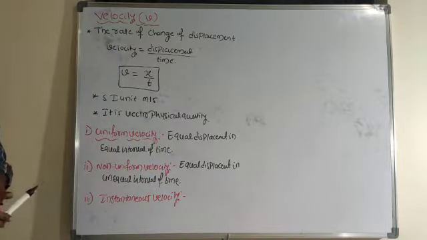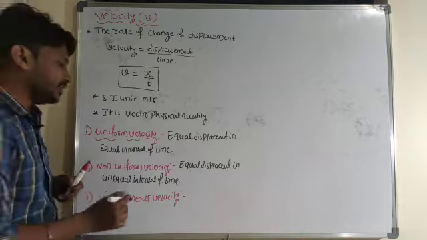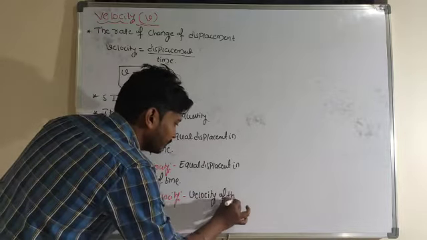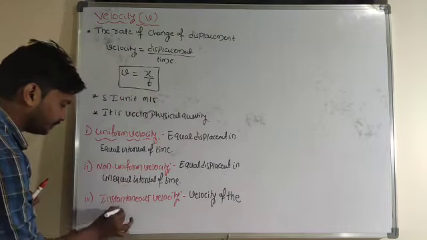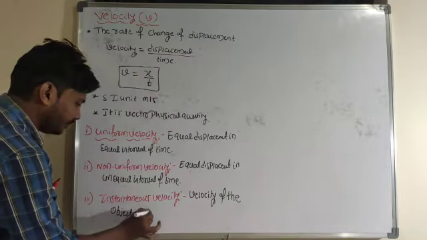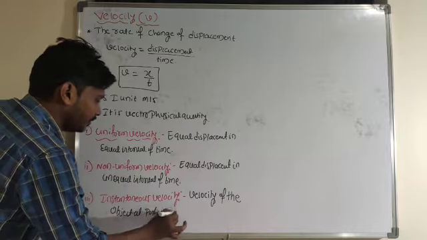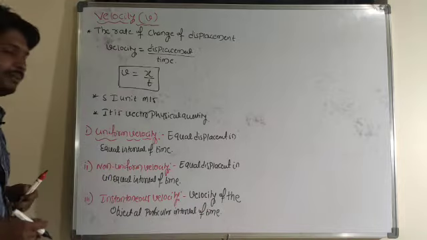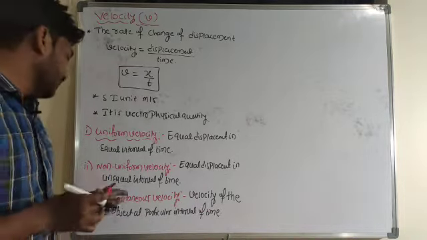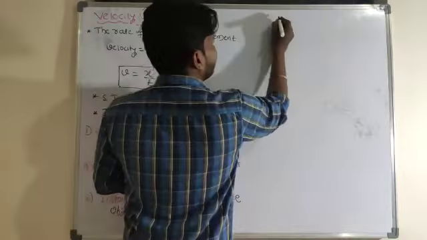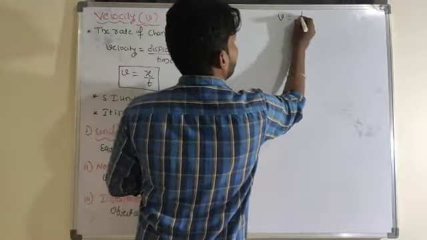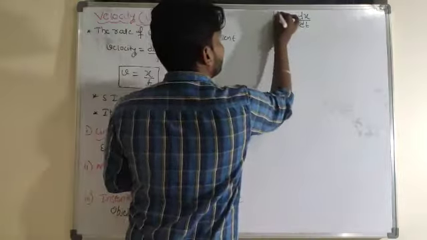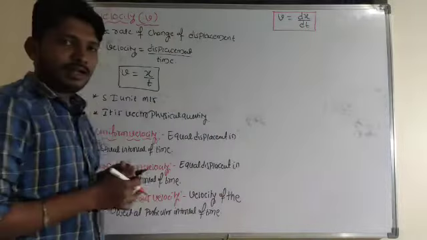So similarly, instantaneous velocity means the velocity of the object at a particular instant of time. What is the expression here? Velocity of the object at a particular instant of time, so that is instantaneous velocity here. So the mathematical expression for instantaneous velocity: v is equal to dx by dt. So remember the equation here. V is equal to what? V is equal to dx by dt here.